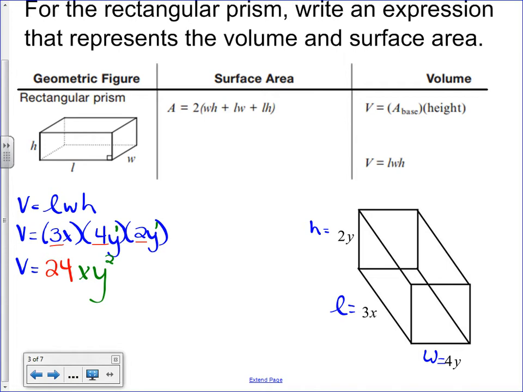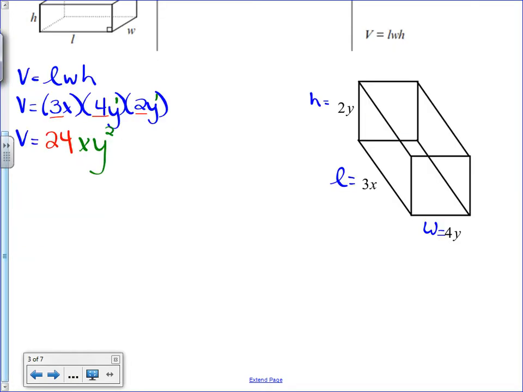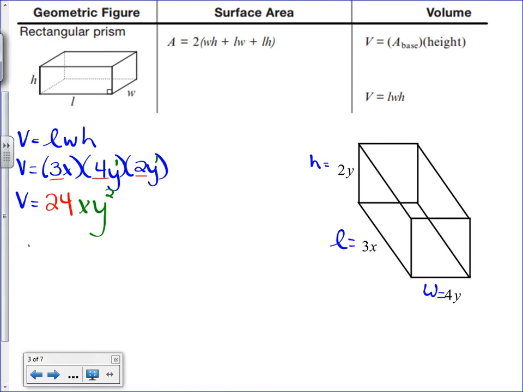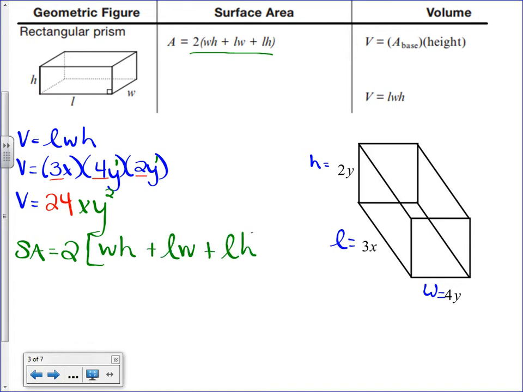Okay, now the next one, which is a little bit tricky, is surface area. Surface area equals, if I write my formula down, here's my formula. 2, I'm going to use square brackets, width times the height plus length times the width plus length times the height. I'm probably not going to give you the volume formula of a rectangular prism, but I will give you the formula for surface area. That's a little bit of a tricky one.